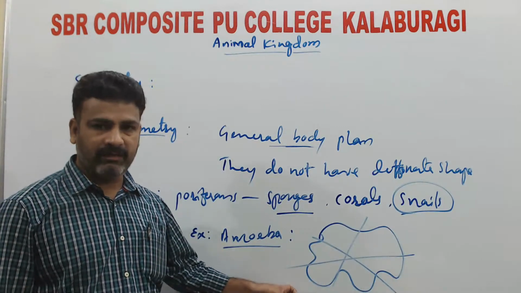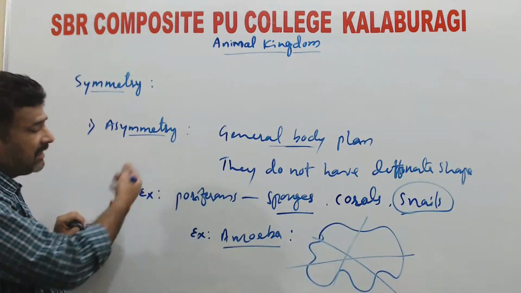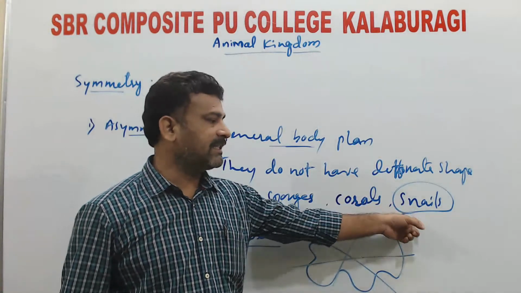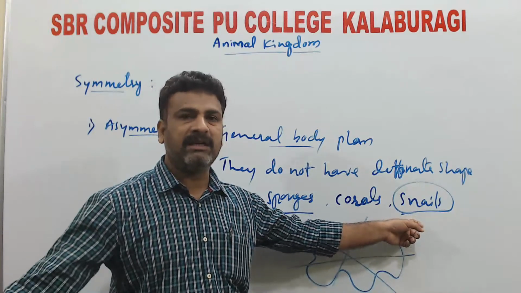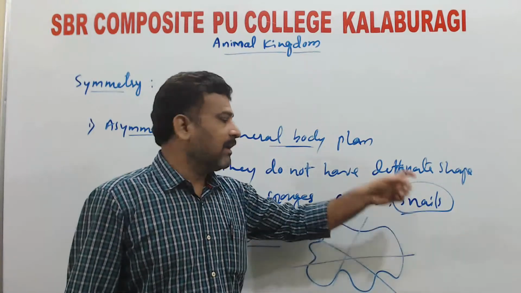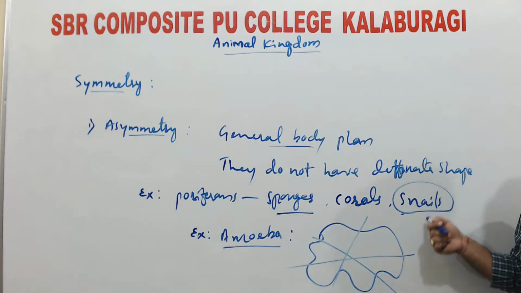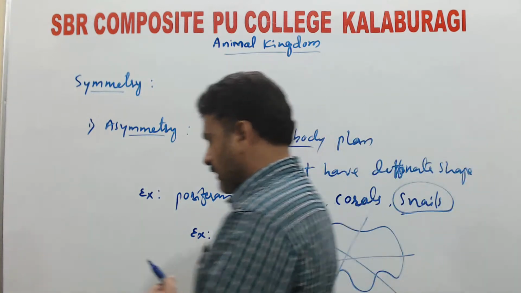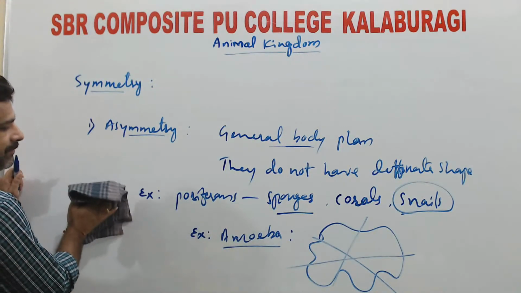Mirror image halves. So that's why such type of symmetry is referred to as asymmetry. Asymmetry is common in sponges and corals. Even though snails belong to the molluscans, and molluscan individuals exhibit bilateral symmetry, one member of this phylum, the snails, exhibits asymmetry. This is because there is no general body plan in this individual.